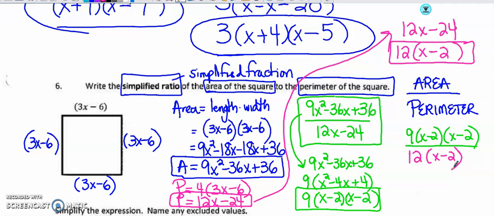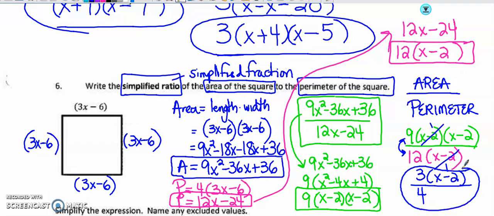Now, yesterday we talked about excluded values. You do not have to give me any excluded values, but the last thing you're going to do is simplify this fraction. So when I look at this fraction, there are whole numbers here, 9 and 12, and I can simplify that to 3 over 4. You also have a common factor of x minus 2 and x minus 2 that divides out and gives you 1. But there's one factor of x minus 2 left on the top. So the final answer is 3 times x minus 2, over 4.